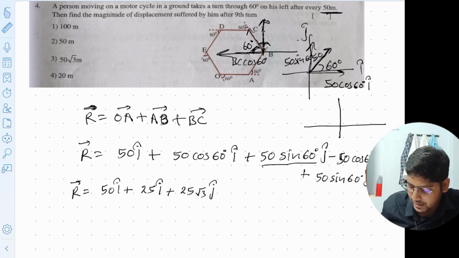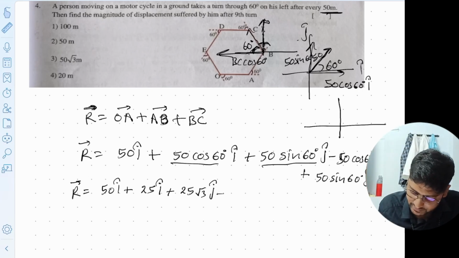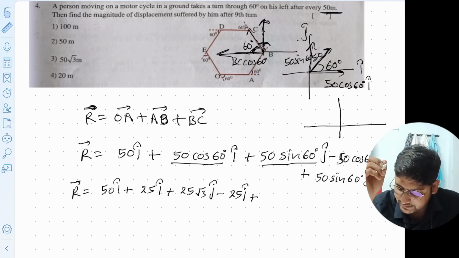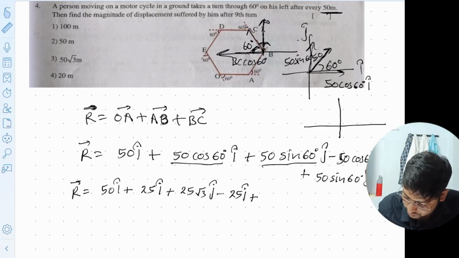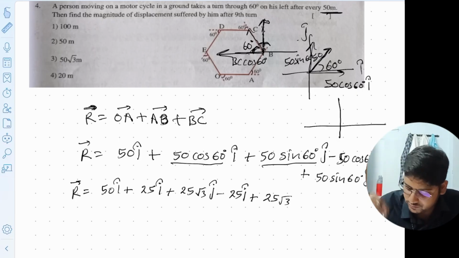After that, minus 50 cos 60, which we already calculated, so it is 25 I cap. After that, plus 50 sin 60. Sin 60 is root 3 by 2, so 50 by 2 equals 25, giving 25 root 3 in the J cap direction.